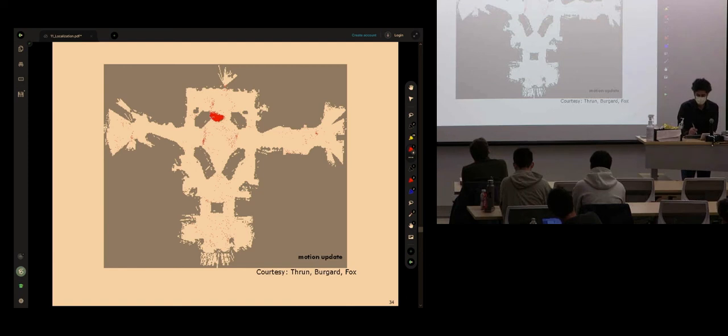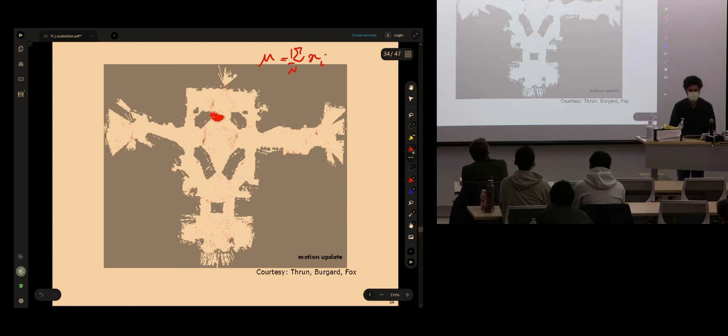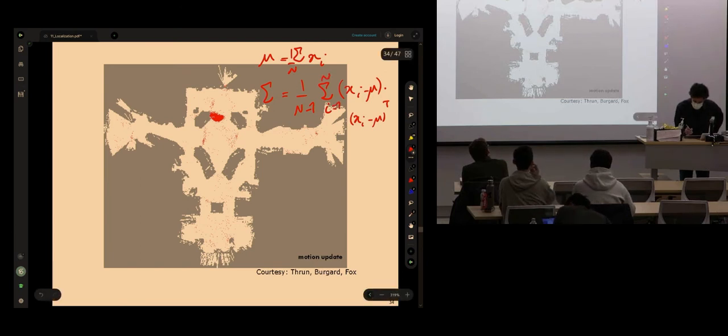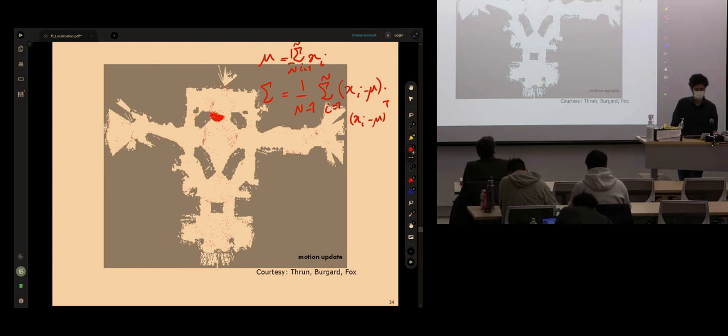Right, we have a set of samples, we can get the sample mean. Be careful if it's an angle, make sure you wrap it. You can also get sample covariance. You can get higher moments as well if you know what to do with them.